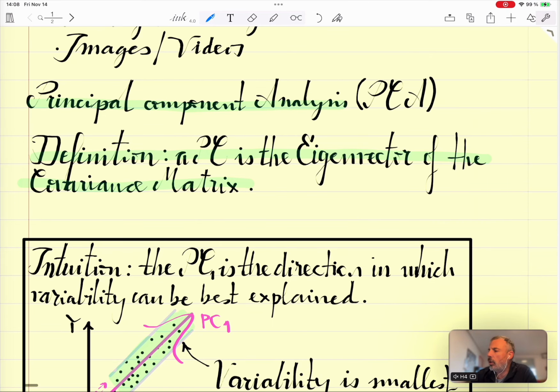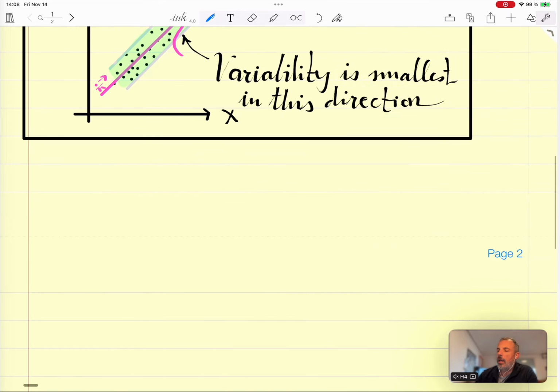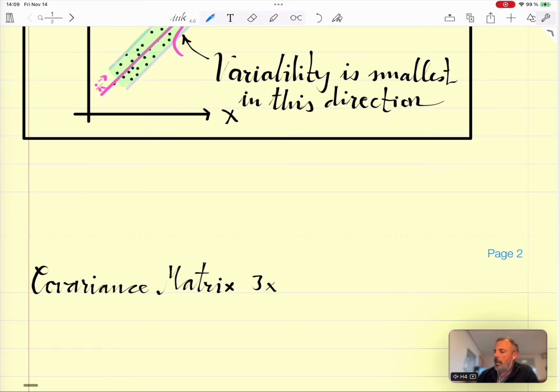Then let's look at the definition again. The definition of principal component is the eigenvector of the covariance matrix. We need to know what the covariance matrix is, of course, and then from there we can take it. I am sure you have seen this in the past, maybe in statistics, but the covariance matrix of a 3 by 3 matrix is defined as follows.